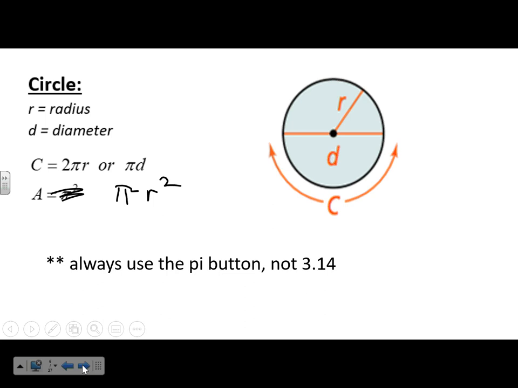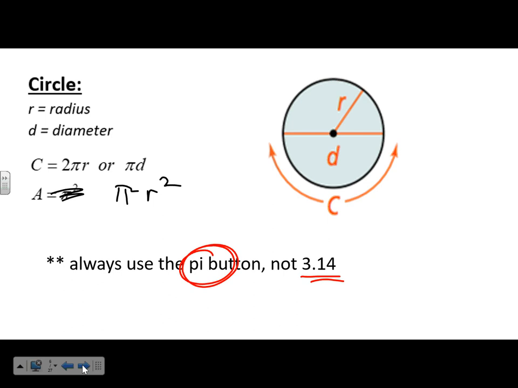I personally am going to tell you guys to do this. Some other teachers do it differently, but I always want you to use the pi button. If you just use 3.14, I don't think it's as accurate. It's not as accurate, and I don't really like it. Plus, if you know where the pi button is, it's just one button rather than 3.14 being 4 buttons. So I think that should also help.